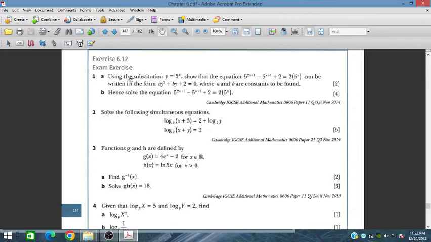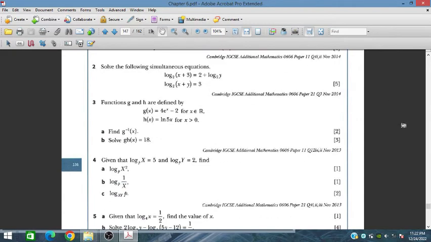Question number 1. Using the substitution y equals 5 power x, show that the equation 5^(2x+1) minus 5^(x+1) plus 2 equals 2 times 5^x can be written in the form ay squared plus by plus 2, where a and b are constants to be found, and hence solve the equation. So we will solve this first problem.